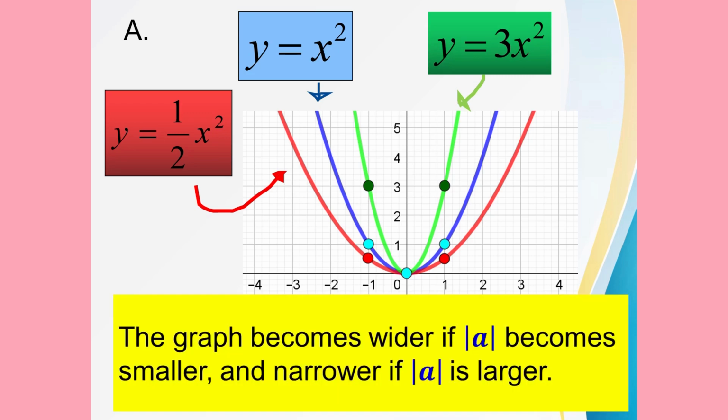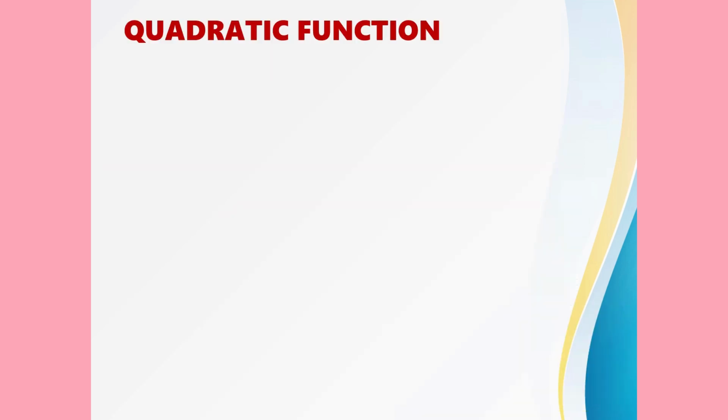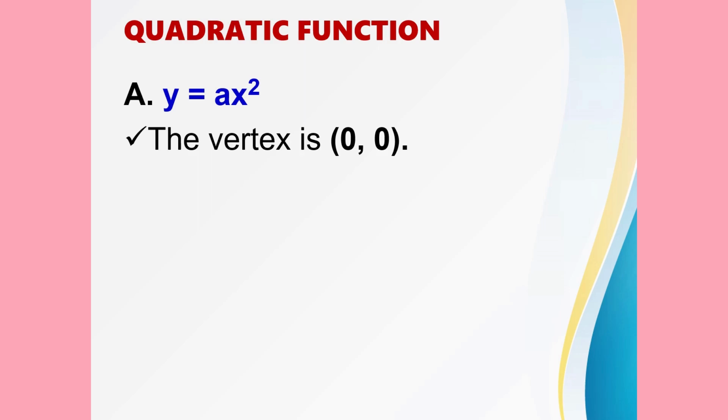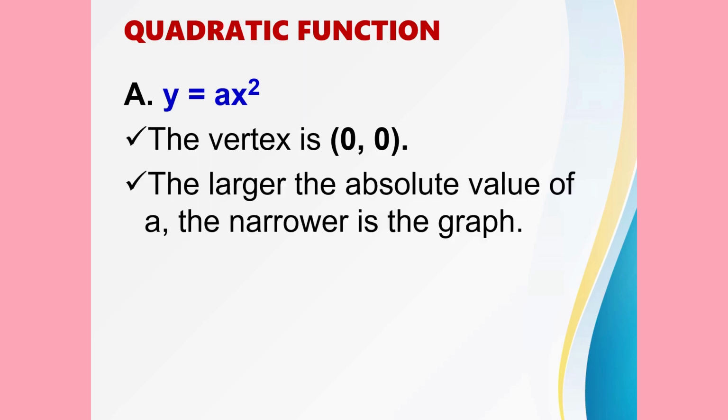As you can see in the illustration, the graph becomes wider if the absolute value of a becomes smaller, and narrower if the absolute value is larger. So the first form of quadratic function, which is the simplest form, is y equals ax squared. Automatically, the vertex is at (0, 0), and we can say the larger the absolute value of a, the narrower is the graph.